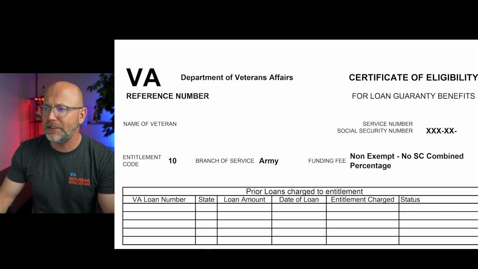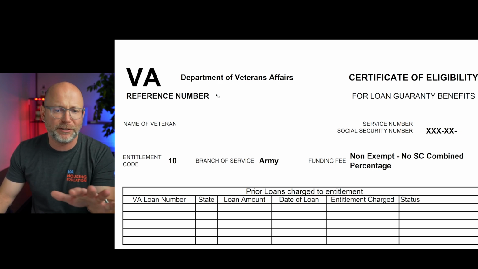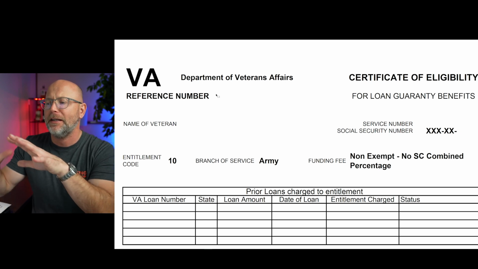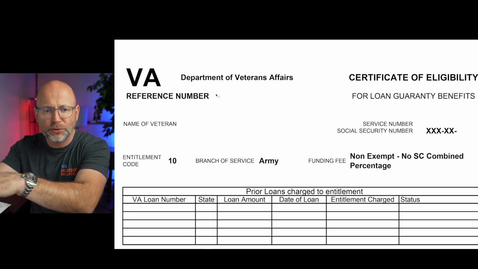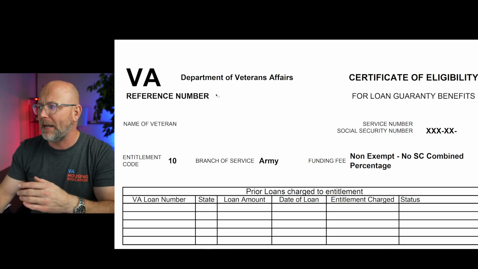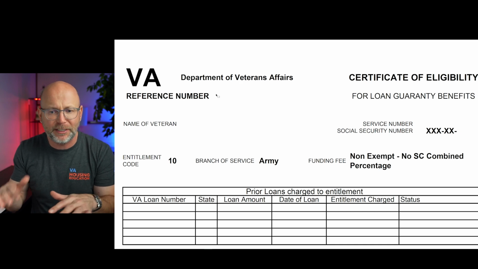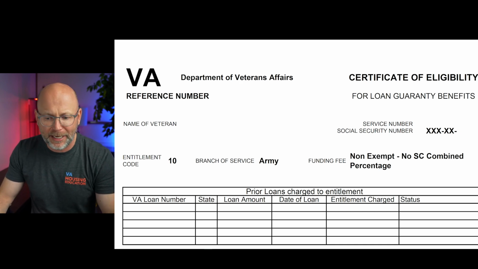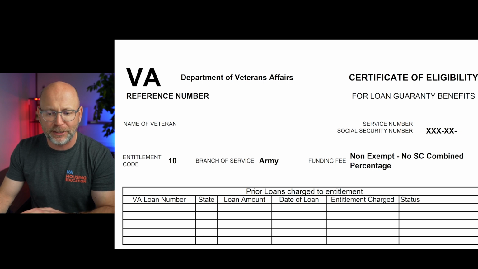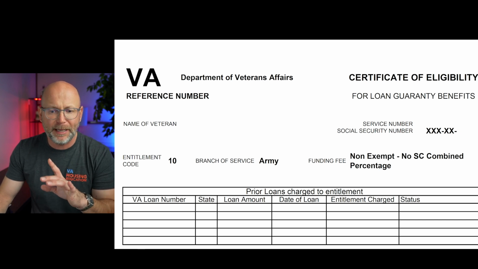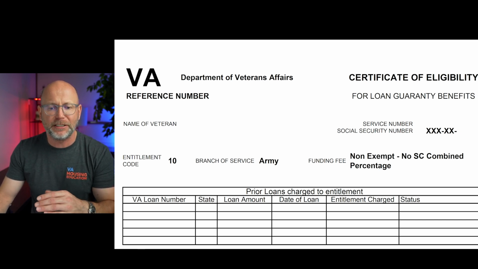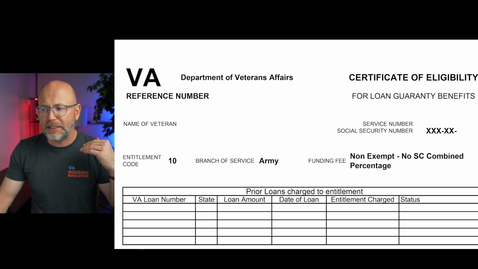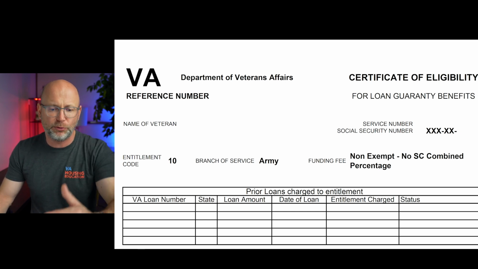Okay, so you're going to see the reference number on here. That's just a reference number you're getting from the VA, whatever code you're going to have. But when you call in and if you have questions on it, you're just going to give them your social. Your entitlement code 10, like on here, it says entitlement code 10. Now, what that means is basically it's a veteran that's from the Persian Gulf to current.